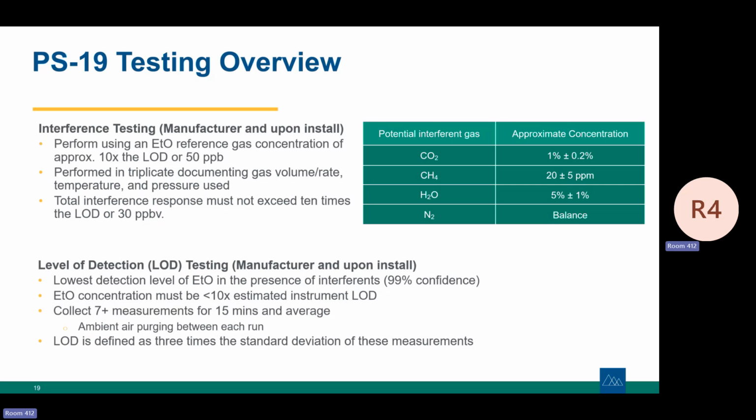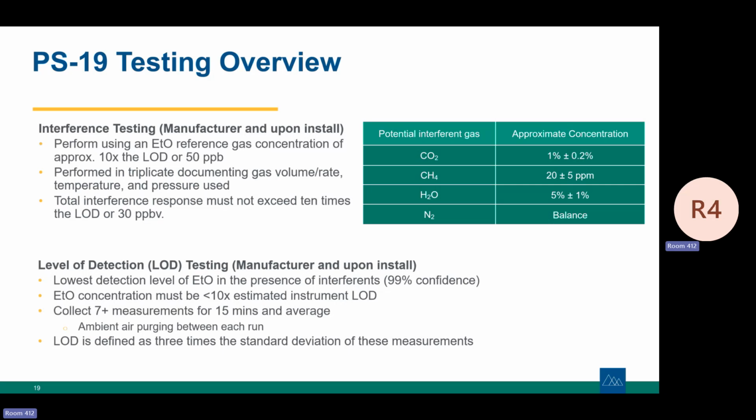First thing is the interference testing. This is done prior to installation as well as upon installation. Typically, we use about a 50 ppb reference gas with these interferent materials at these concentrations, and perform it at typical conditions. Then the response must not exceed 10 times the limit of detection, or 30 ppb. I do have some data on this later that I'll show.